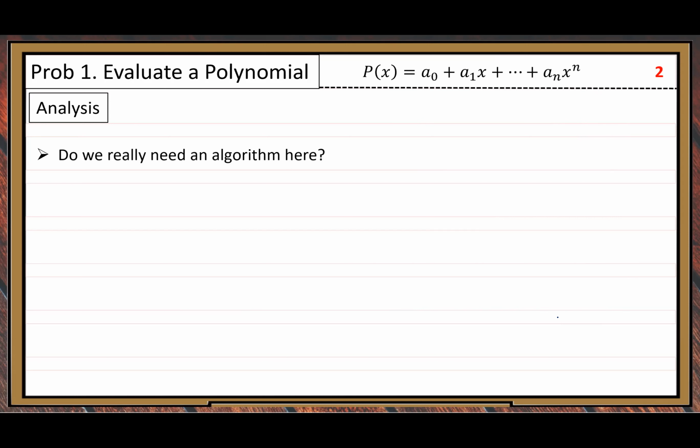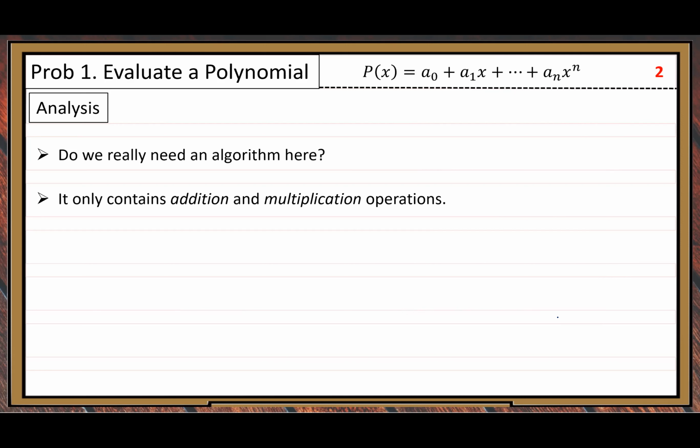Analysis. Do we really need an algorithm here? Because this problem looks so simple. Everyone can find the solution easily. Why do we need a fancy algorithm? The answer is simple. If we can improve its performance or efficiency, we should do it. If we can make it faster, we should do it. That's the reason. So let's see, can we make it faster?